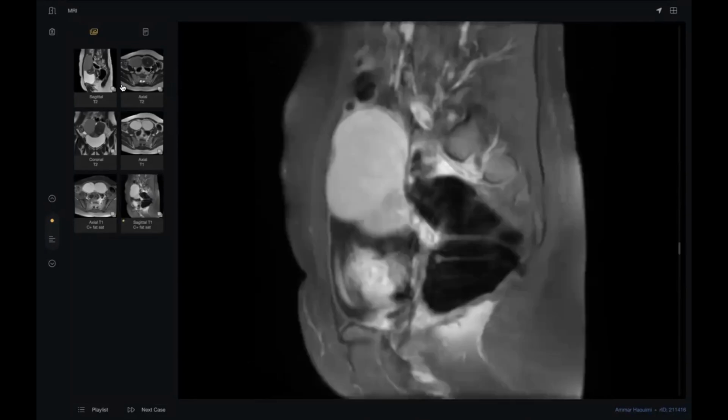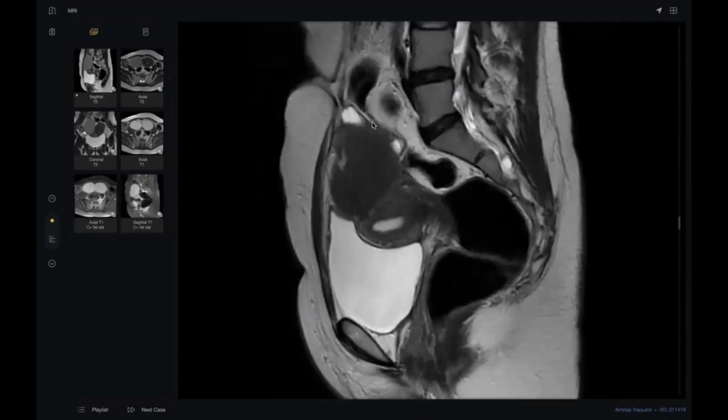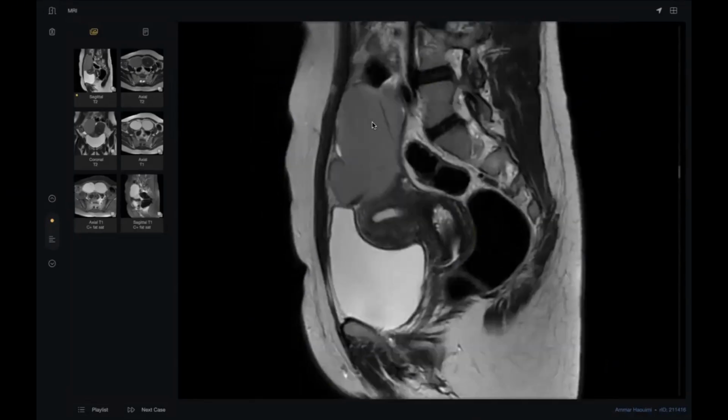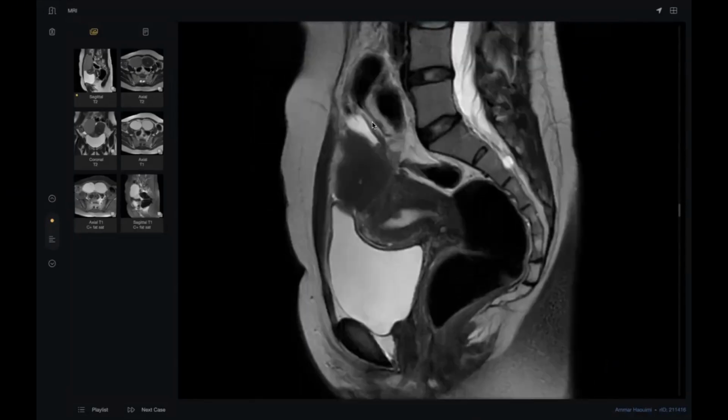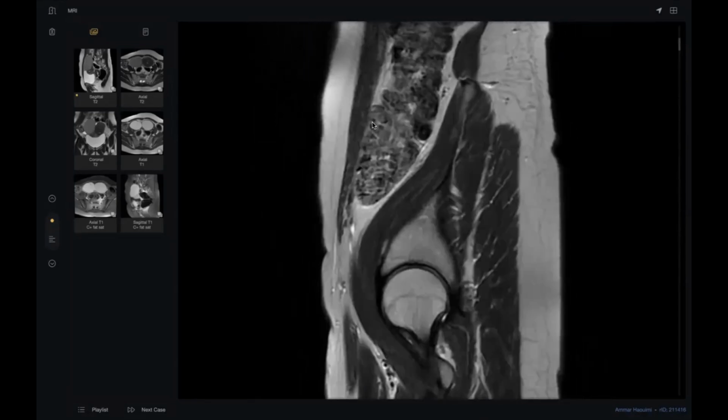I think here also you can detect, we must look at the junctional zone. I think not too much here. Anyway, thank you, doctor, so much.